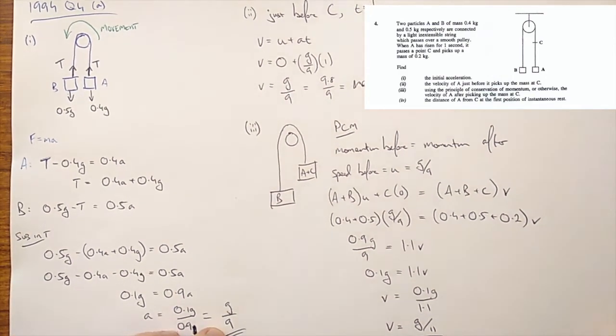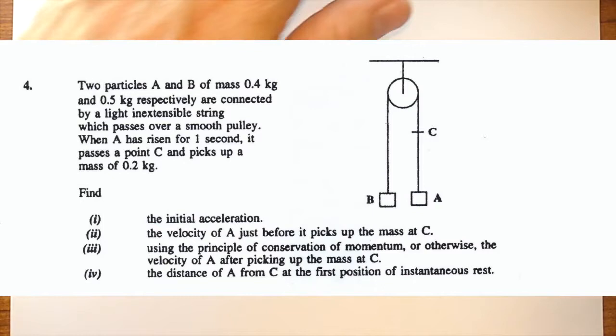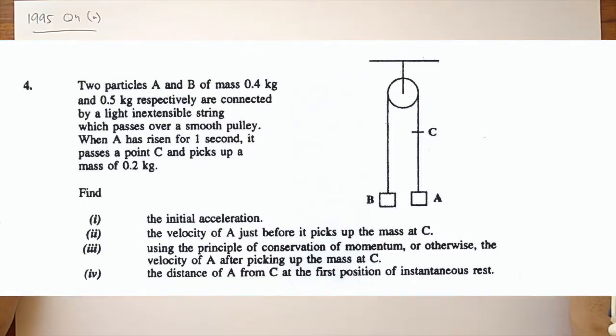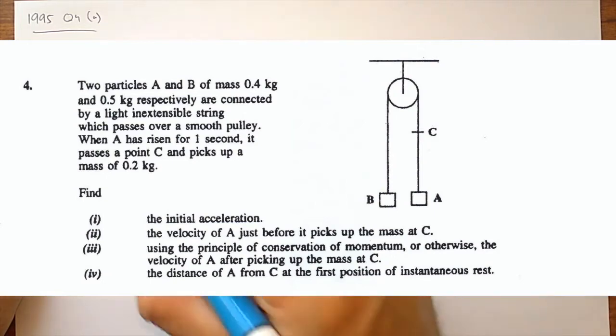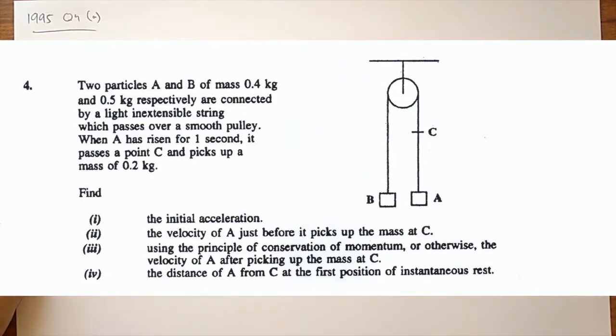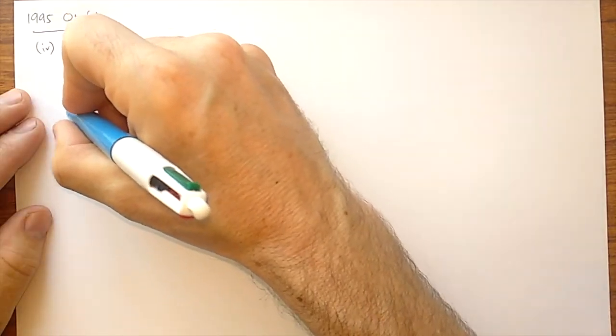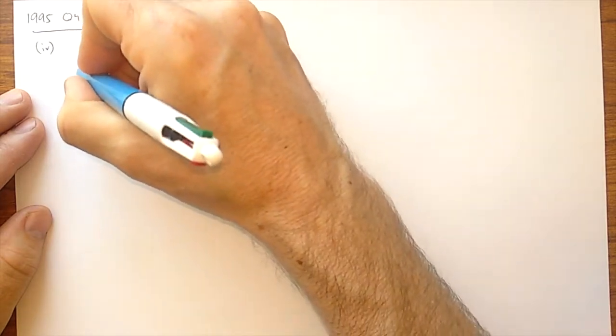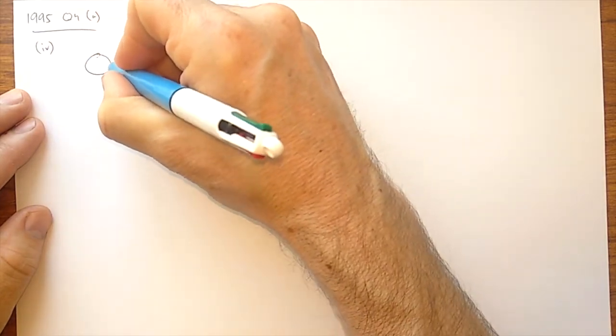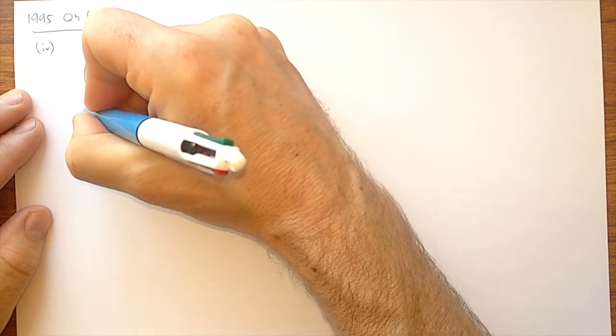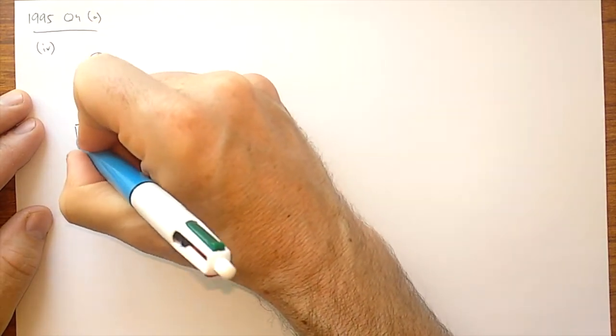Now we've got to go to a fresh page for our last little part of it. The distance of A from C at the first point of instantaneous rest. Now, this might be one that confuses you when you first have a little look at it. So let's just think about our system for a little moment. We'll draw a diagram again, so we now have a system looking something like this.